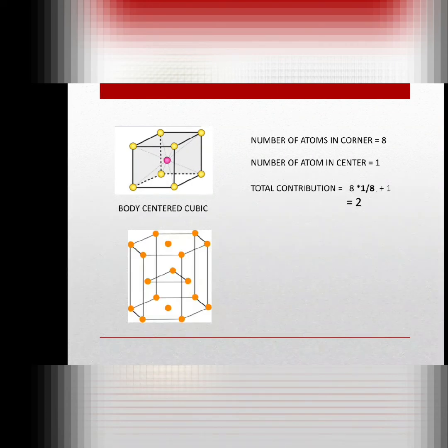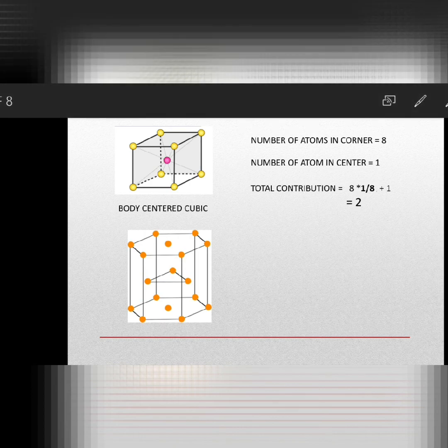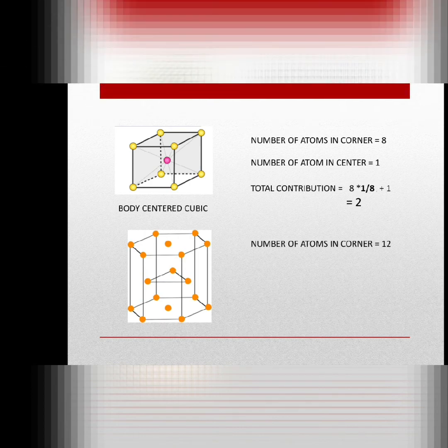Now consider the case of the hexagonal system. In the hexagonal system, the number of atoms in corner position is equal to 12. The number of atoms in face position is equal to 2 and in the center position the number of atoms is equal to 3. So the corner atom in a hexagonal system is shared by 6 unit cells.